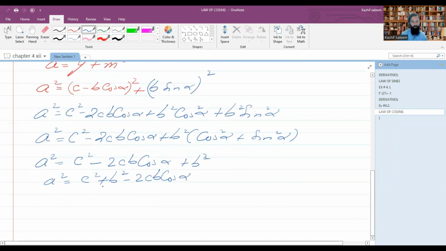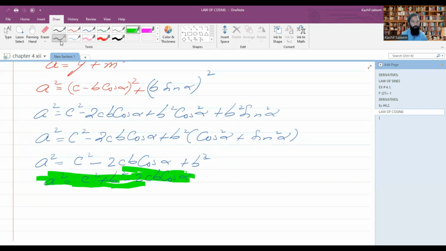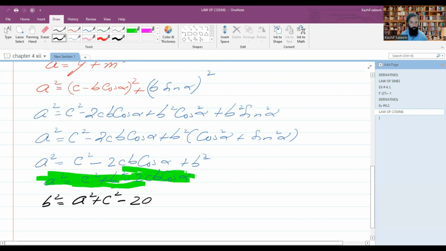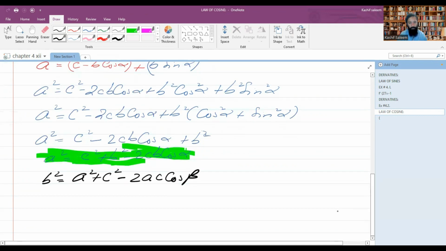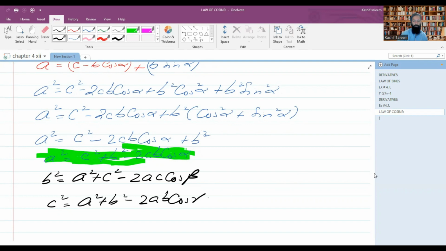This equation here is known as the law of cosine. If you want to find b square rather than a square, you will write b square is equal to a square plus c square minus 2ac cos beta. And similarly, you can define c square is equal to a square plus b square minus 2ab cos gamma. So this is the proof.